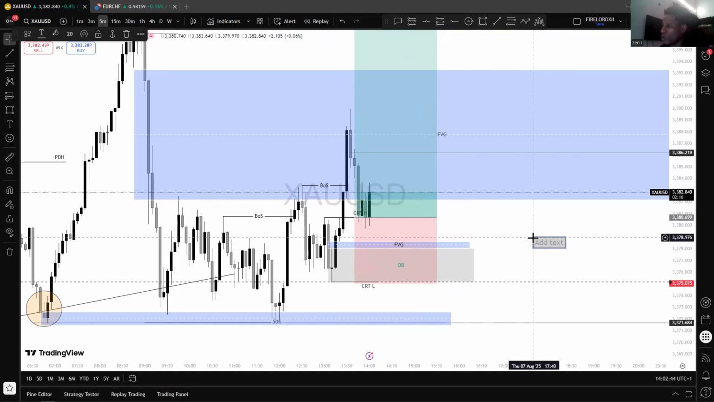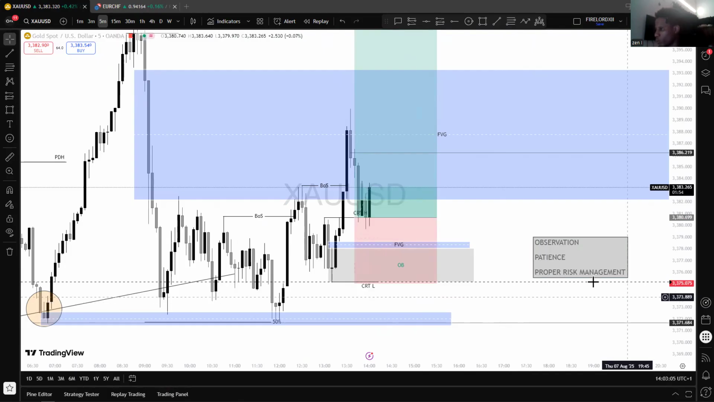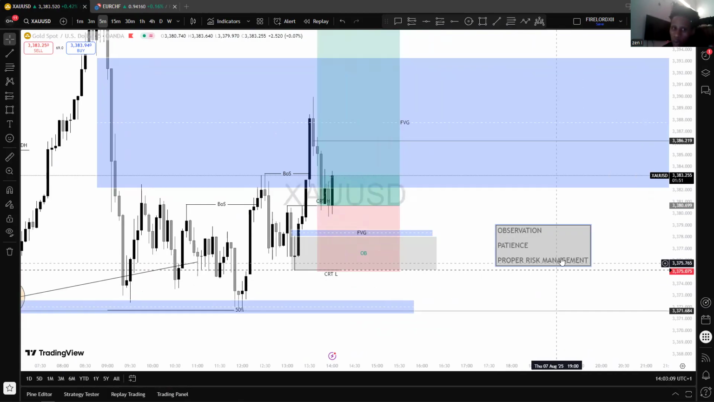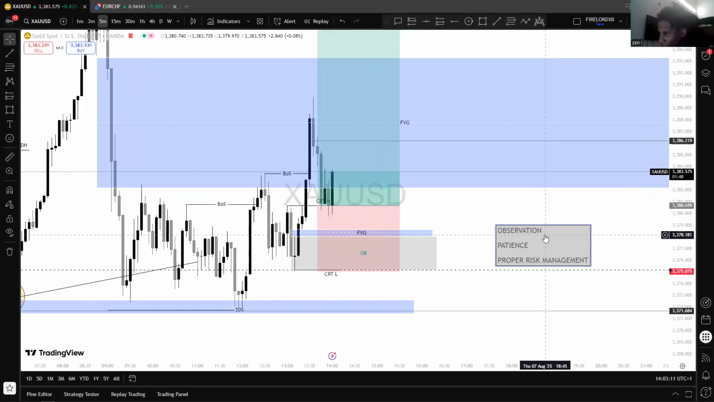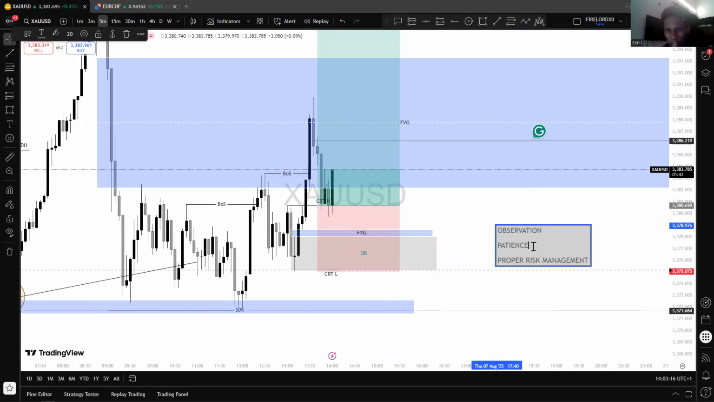Let's write our anchor words. Observation, very important. Patience, and proper risk management. Observation, patience, and proper risk management. That is how we flow. We observe, it is very important to observe, and we stay patient. Patience in the sense that you don't give price an excuse.